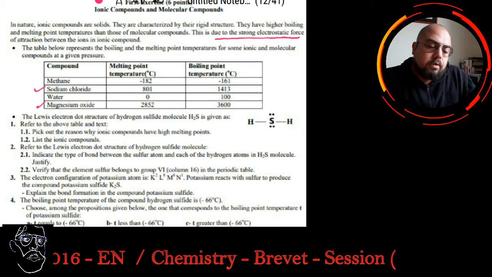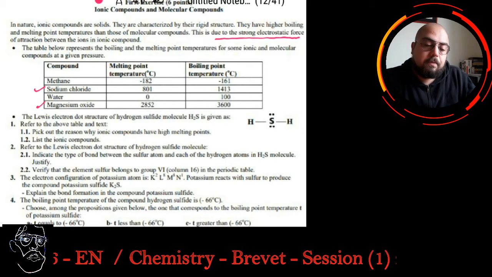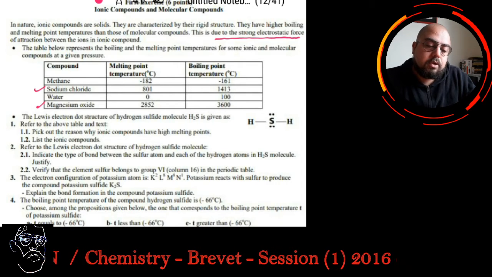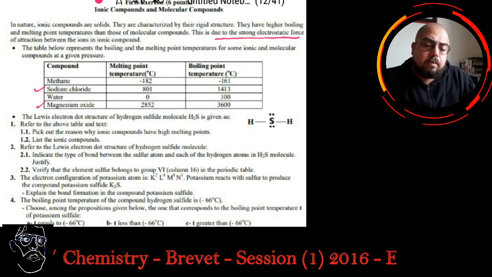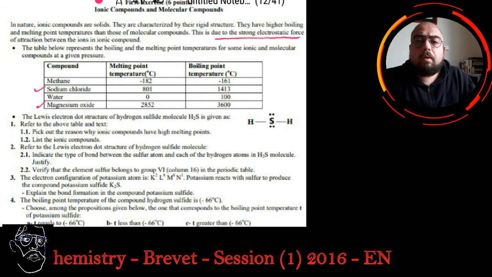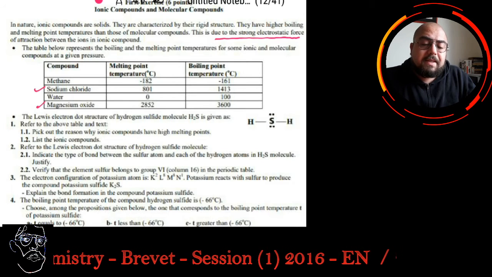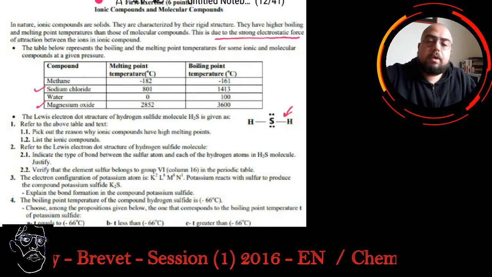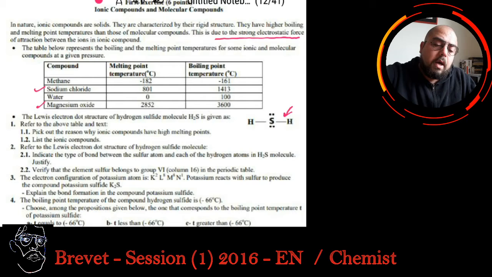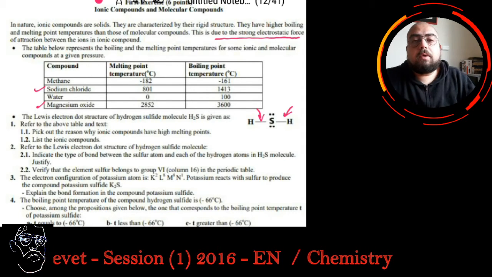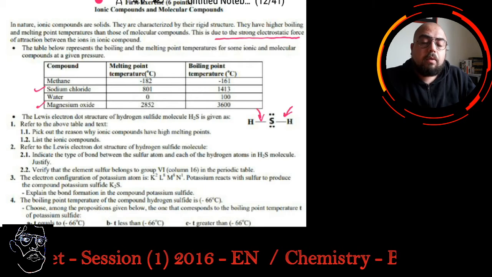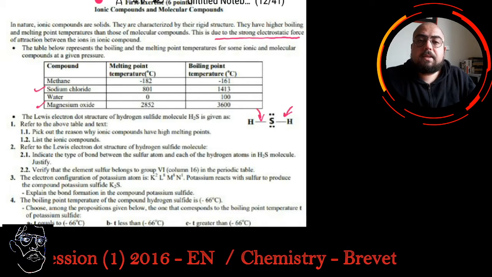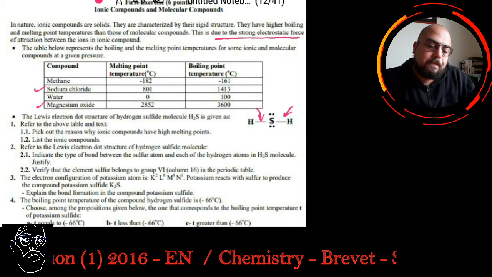Refer to the Lewis electron dot structure of hydrogen sulfide molecule. Indicate the type of bond between the sulfur atom and each of the hydrogen atoms in the H2S molecule. Justify. So, we know that hydrogen will make only covalent bonds. In this case, we have a single covalent bond between hydrogen and one electron of sulfur, and another covalent bond between the other hydrogen and the sulfur again. So, we will form two single covalent bonds between S and the two hydrogens.